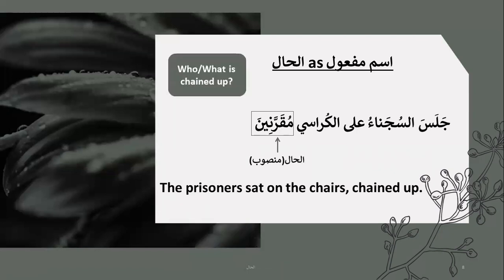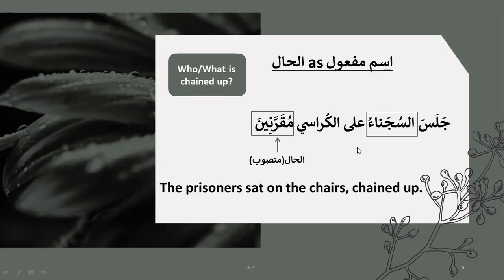Now you have to find out who and what is chained up. So is it the chairs which are chained up? Maybe. Is it the prisoners which are chained up? I think it's pretty clear. It's the prisoners, as-suja'na'u, which, you can say, are chained up.